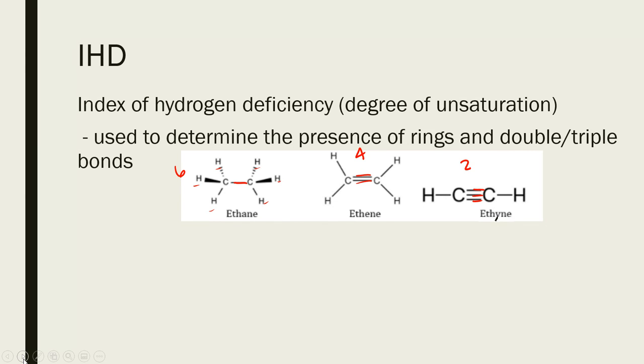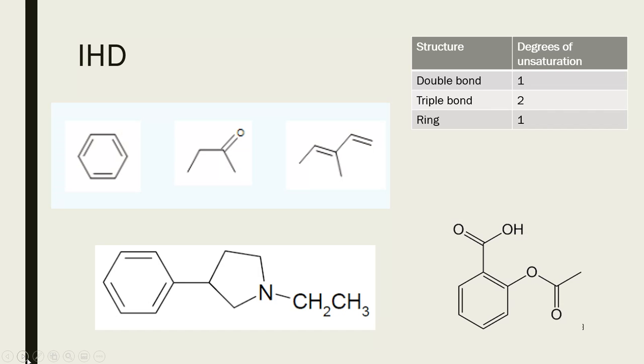This is all we're looking at, is how many hydrogens has the molecule lost because of rings and or double and triple bonds. So these degrees of unsaturation, you do need to memorize these. A double bond is going to have a degree of 1, triple bonds each get 2, and rings are 1. So when I look at this molecule of benzene, I see that it's 1 ring plus 1, 2, 3 double bonds that each have a degree of unsaturation of 1. So 1 ring plus 3 double bonds gives a total IHD, or index of hydrogen deficiency, of 4.